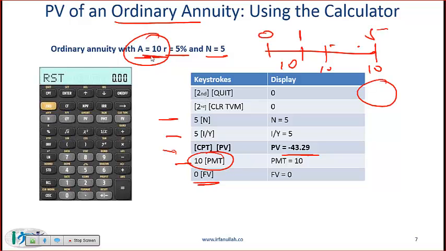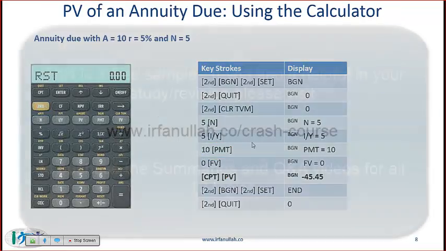Now before I go to the next slide, which will be annuity due, you tell me whether, if I have an annuity due, similar information, but with an annuity due the first payment will be at time 0, will the present value be more than, less than, or equal to this? The present value will be more because it's the same 10, 10, 10, but one period earlier.